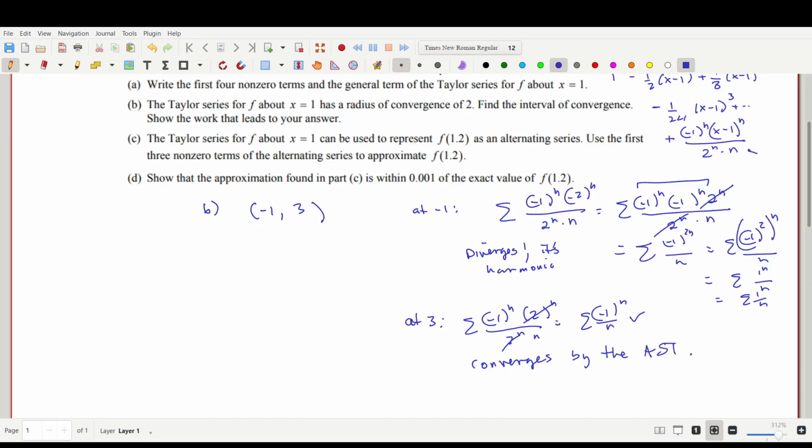All right, cool. So the interval of convergence is, we don't include negative 1 because it diverges there, but we do include 3 in a bracket. So that should be good enough.